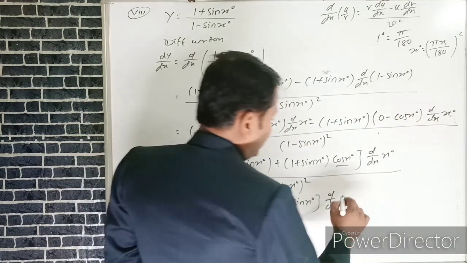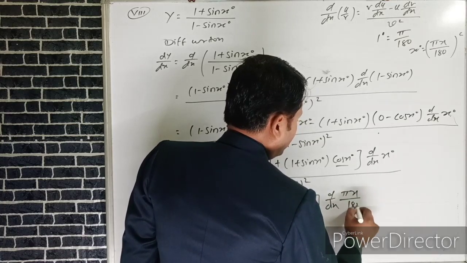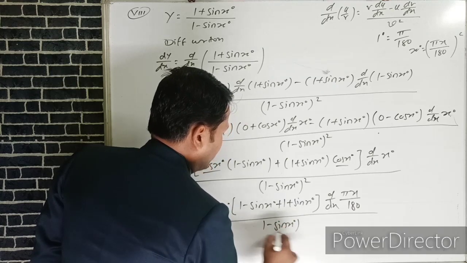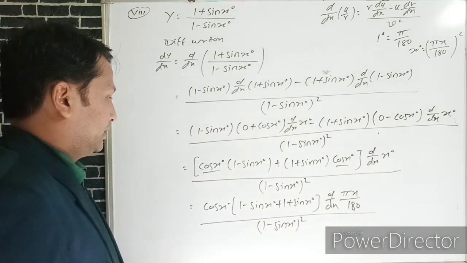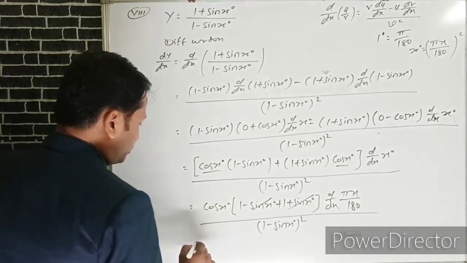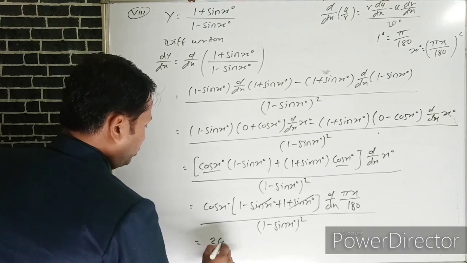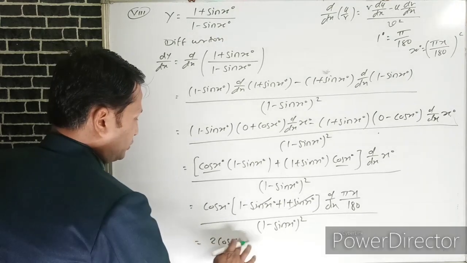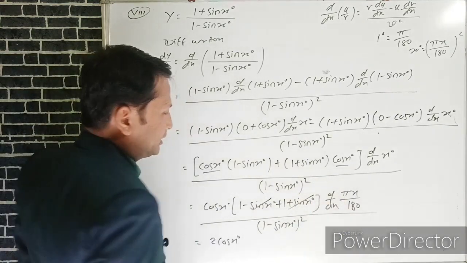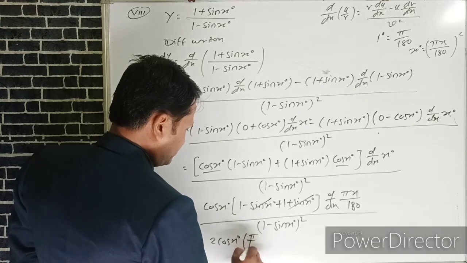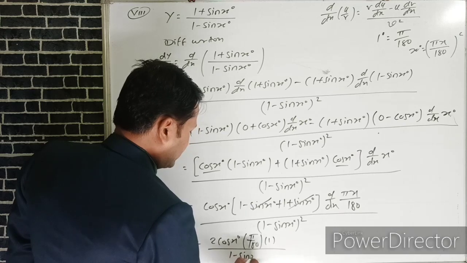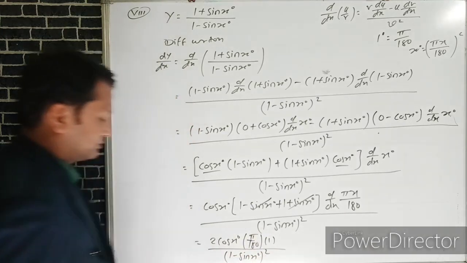Then we can write here pi x upon 180 upon (1 minus sine of x degree) whole bracket square. Here minus sine x degree plus sine x degree cancel. 1 plus 1 is 2. Hence we can write 2 cos of x degree into pi upon 180, which is again a constant, and the derivative of x is 1, upon (1 minus sine of x degree) whole bracket square.